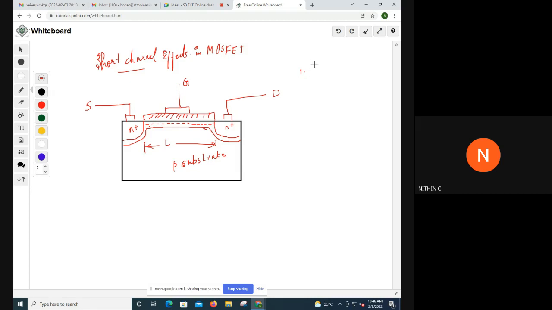Yes, channel length modulation. The first one that we have learned was channel length modulation. Second one that we have learned was DIBL, or drain induced barrier lowering. Third one that we learned was velocity saturation. And yesterday, I think we were looking at the topic called hot electron effect. So these were the different short channel effects.